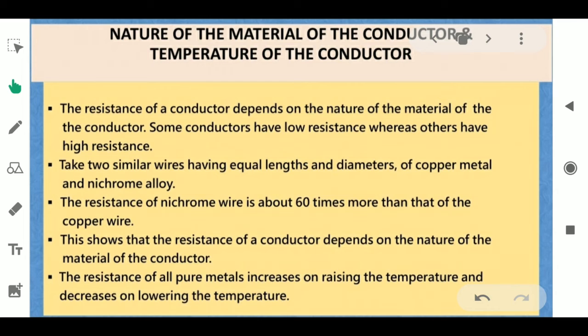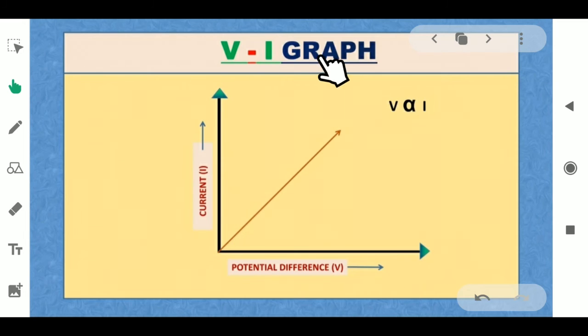Clear? Yes. Okay. Next we want to discuss the VI graph. VI graph means the potential difference versus current graph. Actually this graph is associated with Ohm's law. Ohm's law means V is equal to IR. Very simply we can say V is equal to IR. So in Ohm's law, V is directly proportional to I.